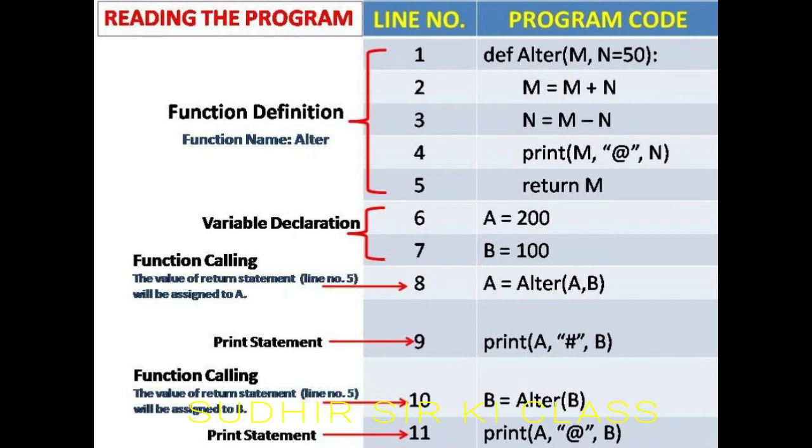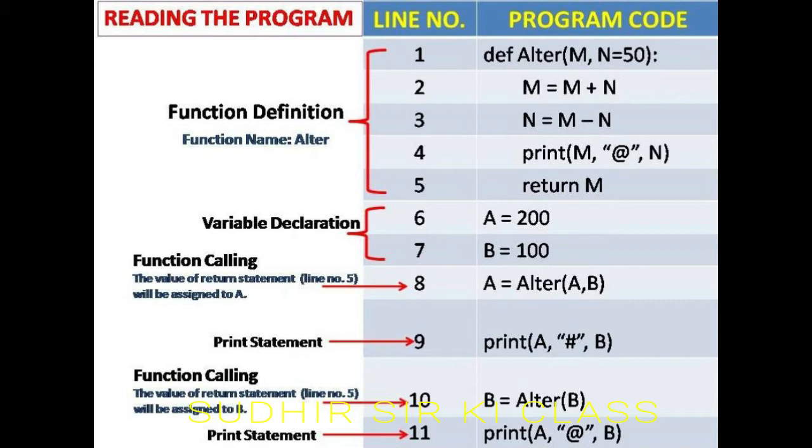And here you can see that the calling of this function is being assigned to A. That means whatever output the function will return will be stored in A. You can see that at line number 5 in the function definition, there is a statement return M. So whatever value M will return, that value will come to A.